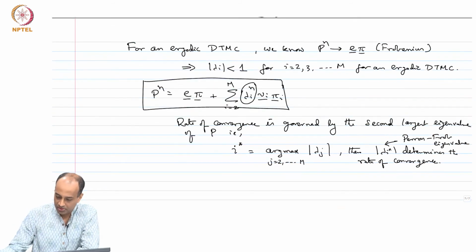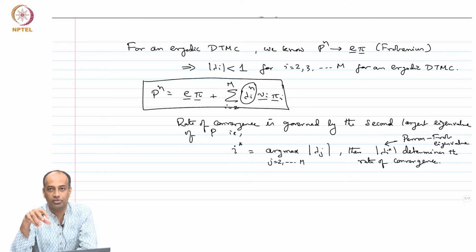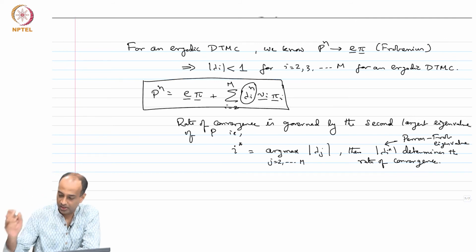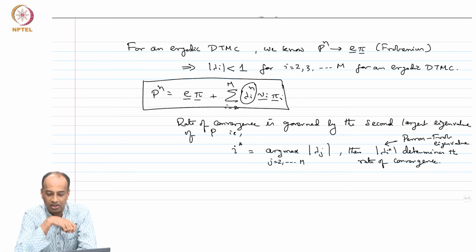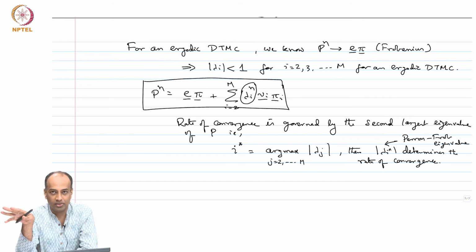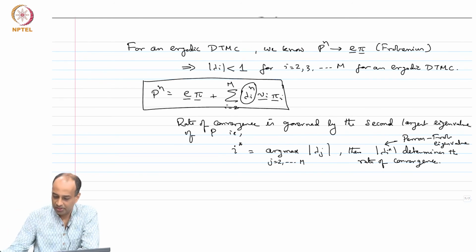So, for ergodic Markov chains, we have a very precise characterization of the rate of convergence. We know that it is geometric already from Frobenius theorem, but the exponent in the geometric convergence is exactly characterized to be the second largest eigenvalue in magnitude, right. If the Markov chain is not ergodic, there could be other eigenvalues lambda i with absolute value equal to 1, all right. So, in that case, P power n will not converge to E pi, all right. So, I will briefly discuss what happens in those cases.